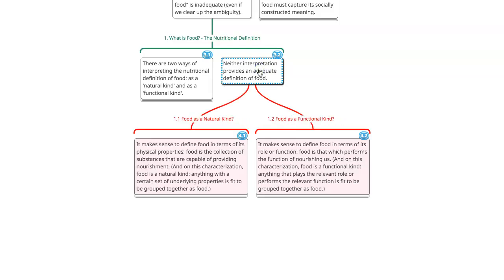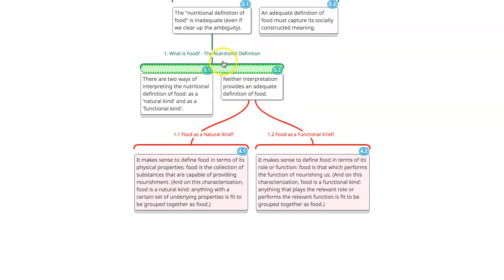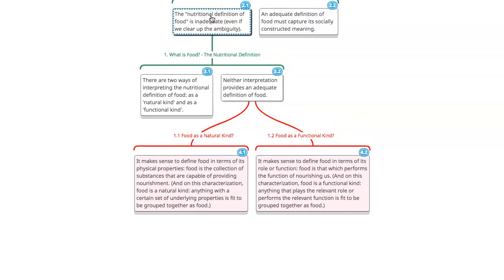And we look at each one. Now, ultimately, her conclusion is neither one is good. Now, in a map, if something's under a green bar, it means it's a reason to believe the thing above. So if these two things are true, then we should believe the nutritional definition is inadequate. If something is in a red bar, it means this undermines this claim. It's a reason to reject it.